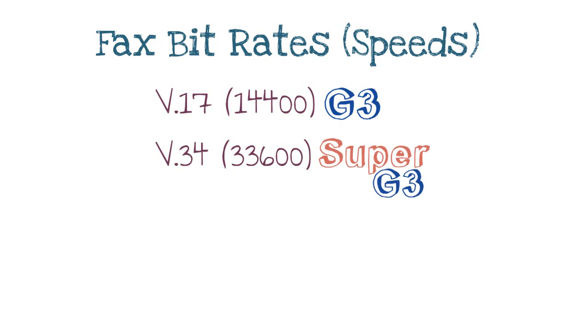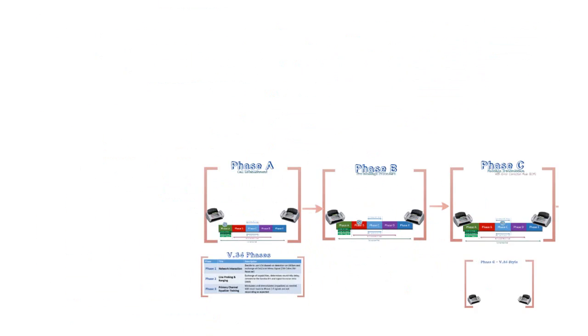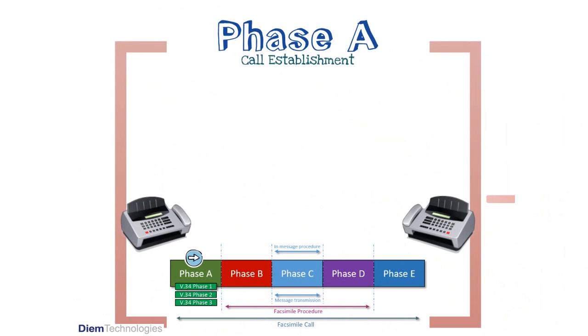V34 is referred to as Super G3, which is a different method altogether. It uses similar concepts as G3, but some enhancements that help to go to faster speeds. The first one we'll look at is Phase A. This is the call establishment.